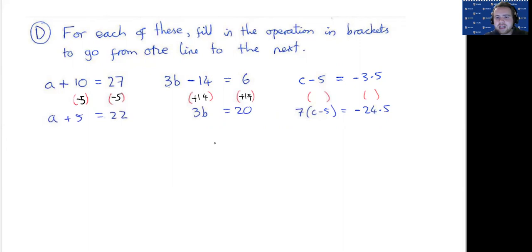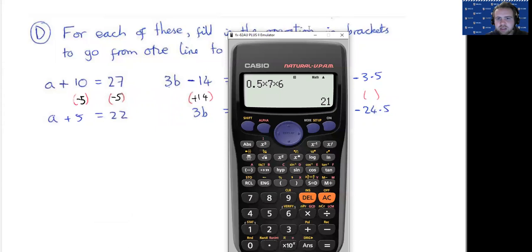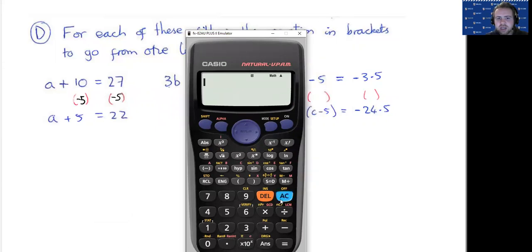And then for this last one, we've gone from c minus 5 to 7 times c minus 5. Remember, the 7 in front of the brackets means 7 times. There's a hidden times there. And then we've gone from negative 3.5 to negative 24.5. Now, I think we're timesing both sides by 7. Let me just check that that works. 3.5 times 7 gets me to minus 24.5.